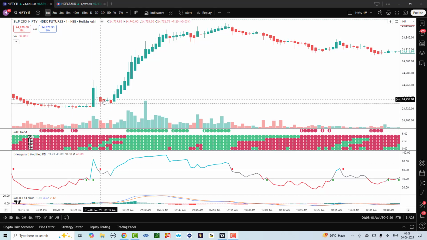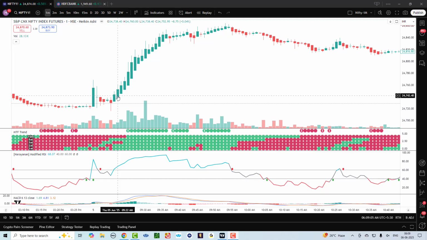You can see the market started off right here and didn't do much over here, but sooner or later you see a trend developing. Now you can already see the custom RSI has gone into the bullish zone. So right here itself, it's going into the bullish zone.